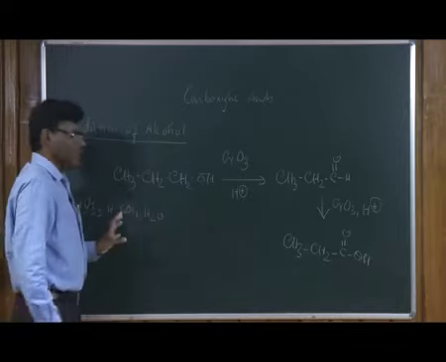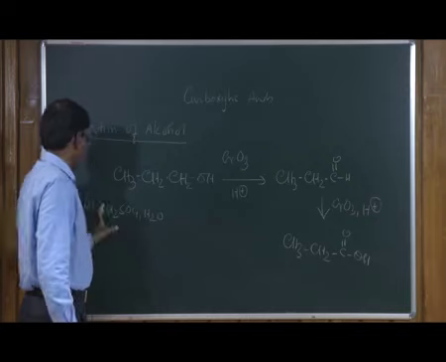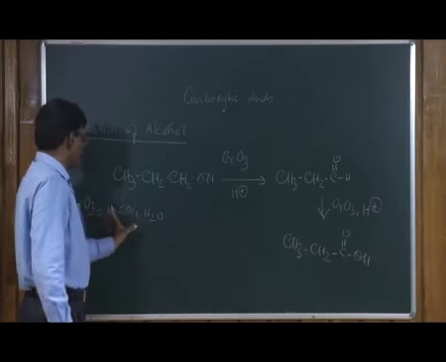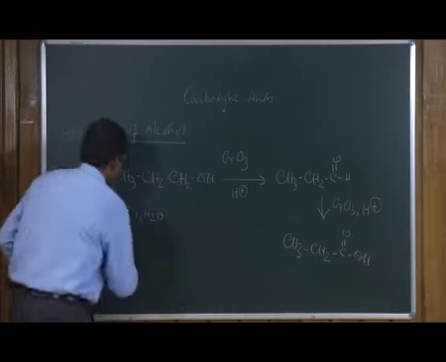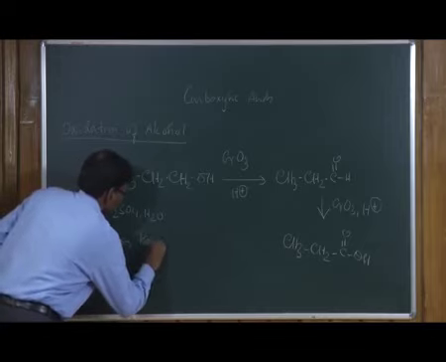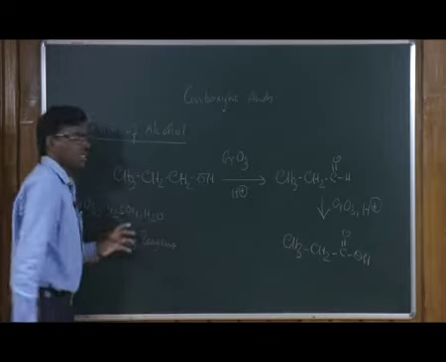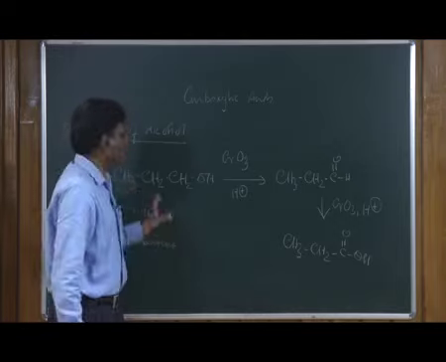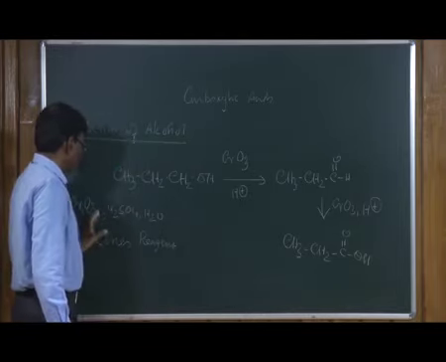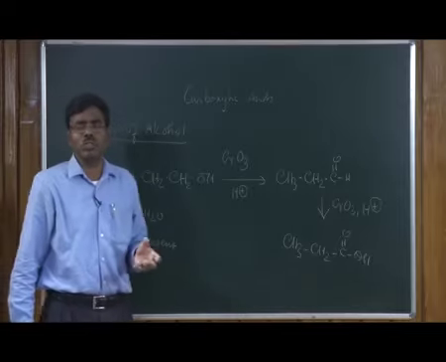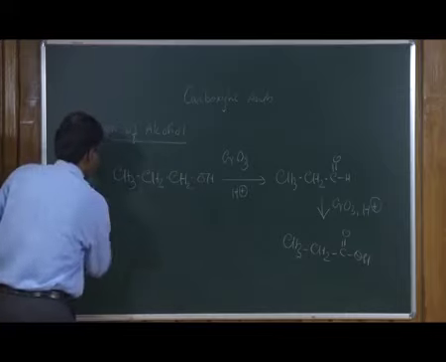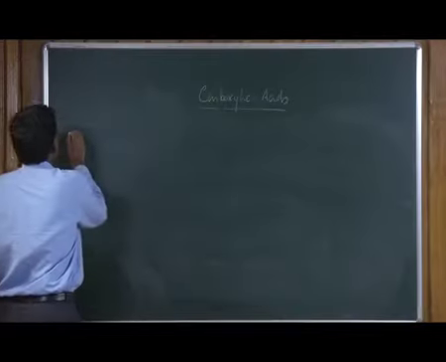When you dissolve chromium trioxide in sulfuric acid under dilute conditions, this is called the Jones reagent. This is widely used for the oxidation of alcohol to carboxylic acids, and this reaction is usually carried out in acetone as solvent. Let us see the mechanism of this reaction.